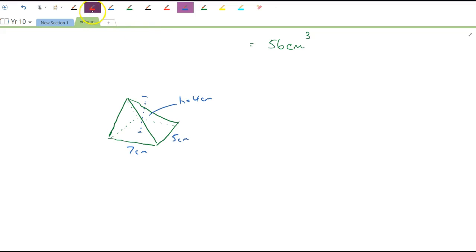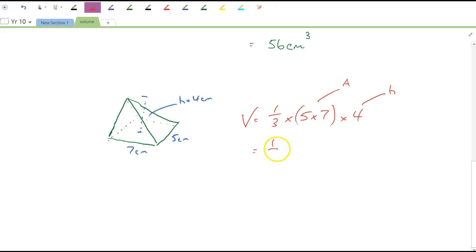So my volume in this case is simply again 1/3, because it's a pyramid, by the area of the base, which is 5 by 7. That's my A, times the height, which is 4. And so we get 1/3 by, well, that's 35 by 4, which is 35 fours are 140 over 3, which is 46 2/3 centimetres cubed as a volume.